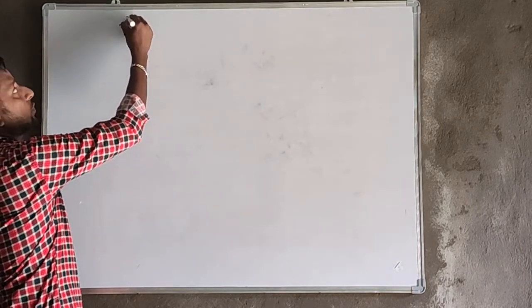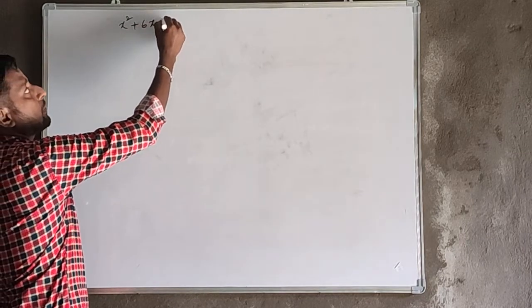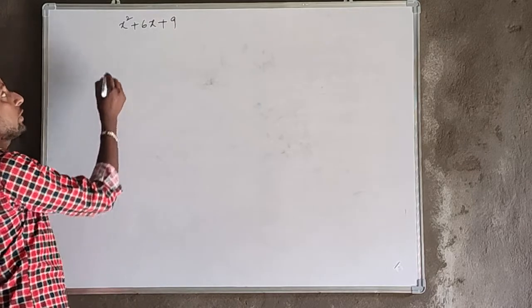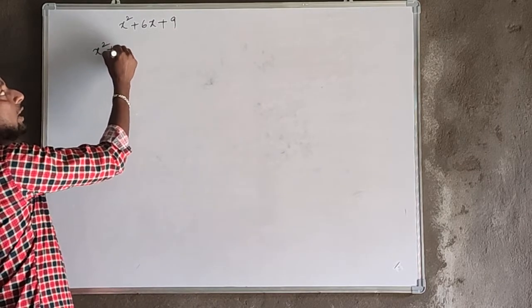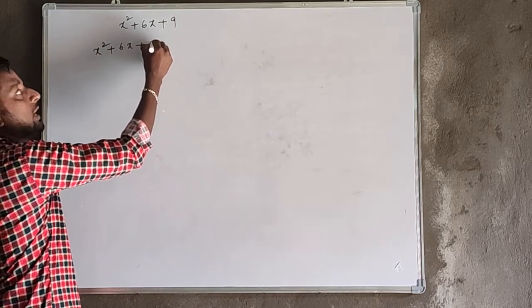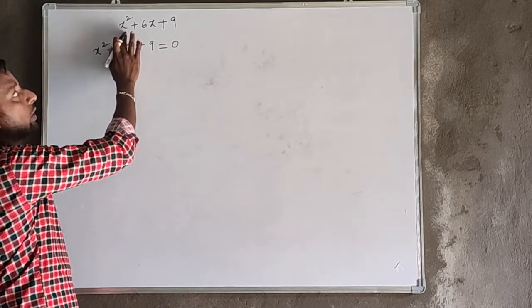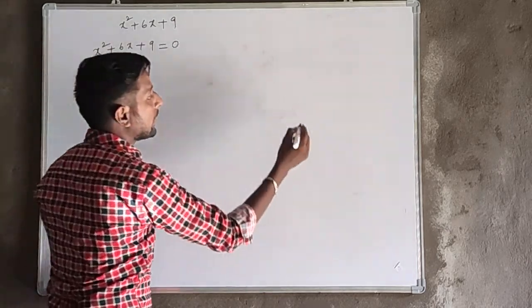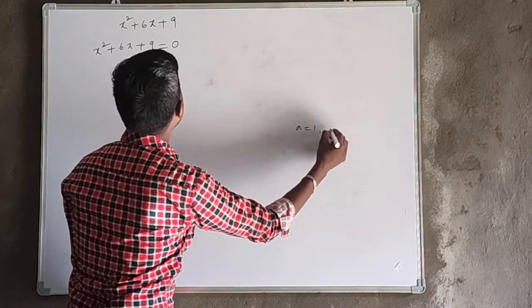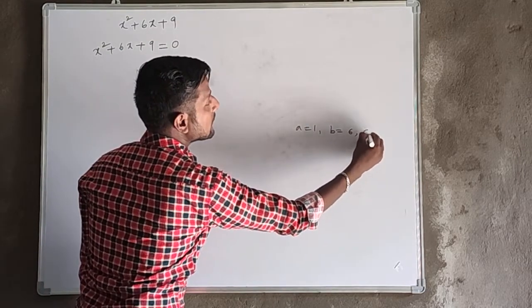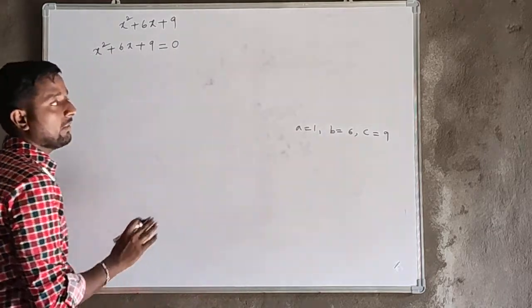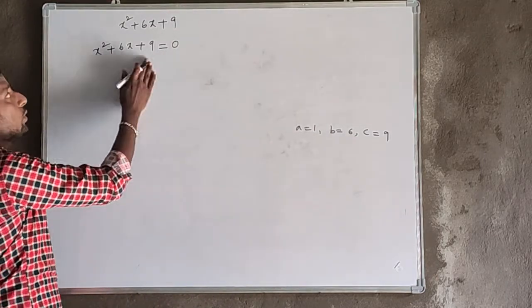x square plus 6x plus 9. So now I'll write x square plus 6x plus 9 is equal to 0. Now try to compare with ax square plus bx plus c. Now a value 1, b value 6, c value 9. I have written that there.